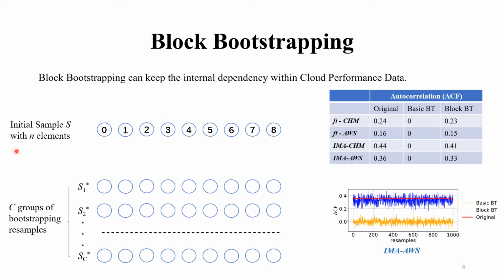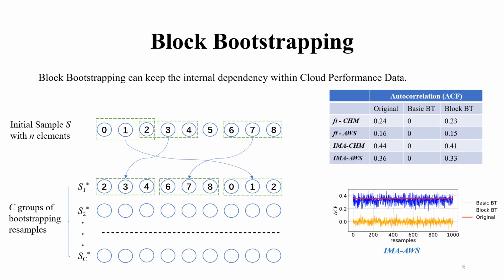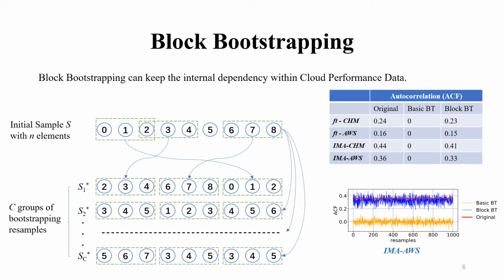Then we will use block bootstrapping to generate C groups of bootstrap resamples. First, we construct S1 star, the very first resample set. We first randomly draw a block with replacement from sample S, and then we draw another block with replacement. We stop when all 3 blocks are selected, that is, 9 elements are selected. We have successfully constructed S1 star. We repeat the whole drawing process again and again for a total of C times. We have successfully constructed C groups of block bootstrapping resamples.